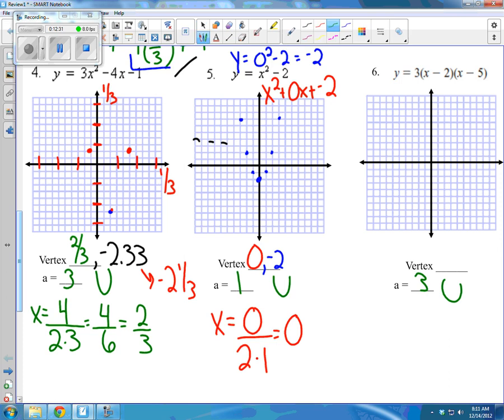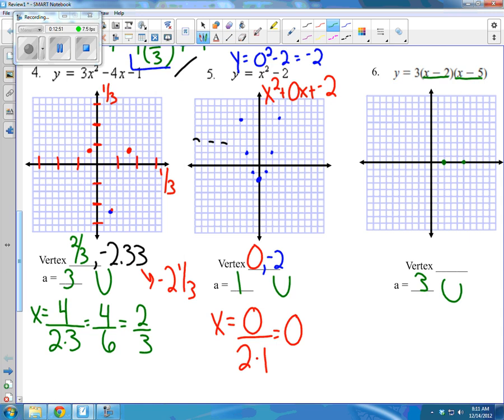Again, it's called intercept form because when I look at it, I can see where the graph is going to intercept the x-axis. So according to the first set of parentheses, what turns this into 0? 2. So it'll hit the x-axis at 2. And the second one, what turns that into 0? 5. So I'll put that on the x-axis.